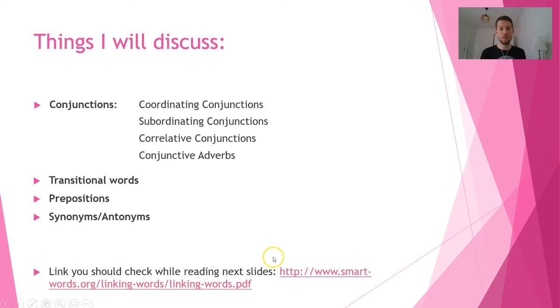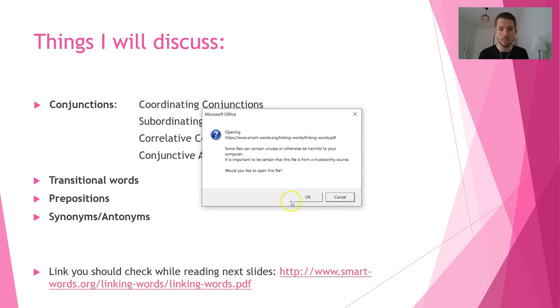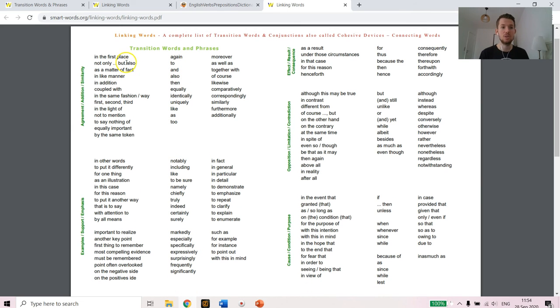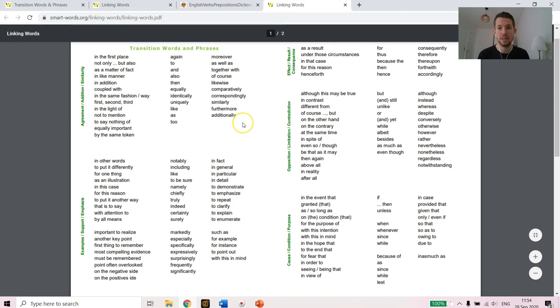There is a link you should check while reading the next slides. I'll click on it for now, and you can see how I'll put this file online. I already have it ready there. Here you have all these different kinds of words that you can use throughout your paper. I'll put the links on Facebook. Here you have transition words that you can use to make your paper more fluent.